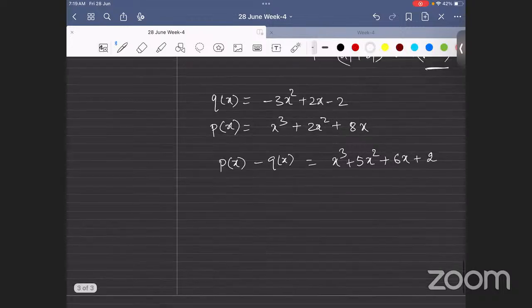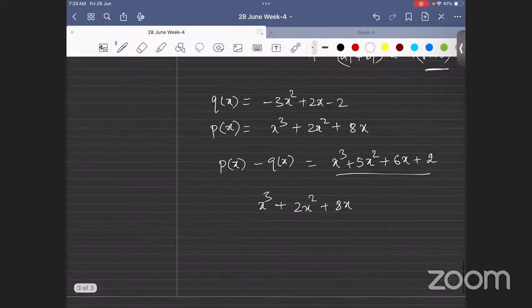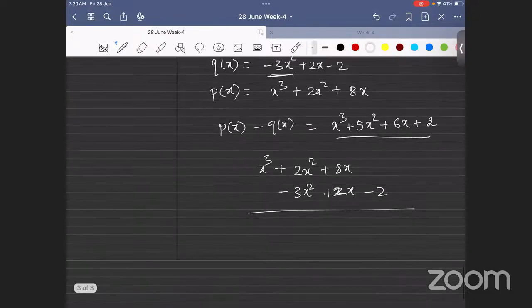Okay, so I guess this should be the answer, but let's do it. So x cube plus, because we have to subtract q(x) from p(x), I'll be writing p(x) first. So 2x square plus 8x, correct? And then you have to subtract what? So minus of minus 3x square here, and then plus 2x here, and then minus 2. So if you are subtracting, we'll be writing x cube minus 0, because you don't have anything here.